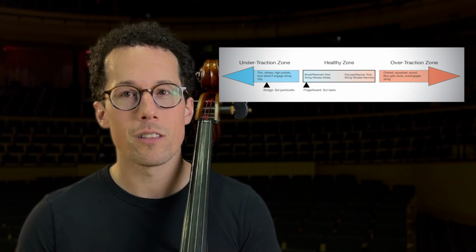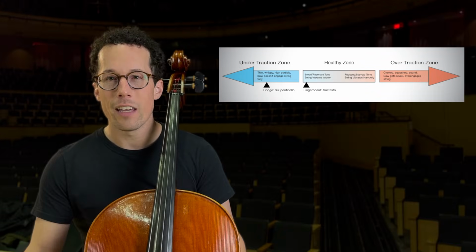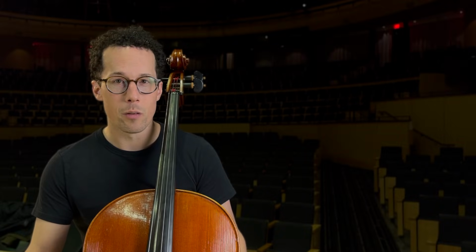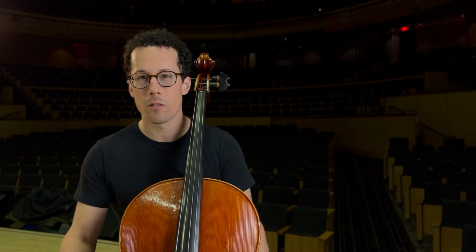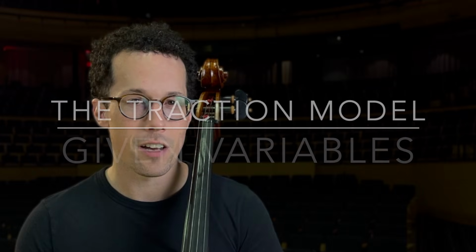In the first video, I introduced the traction model, which better explains tone production through the lens of traction. In the last video, we explored active variables, the ones you control directly. If you missed either of these videos, I recommend checking them out first. They're linked on screen and below. In this video, we're continuing to unpack variables, but this time we're going to focus on ones I call given variables. Let's dive in.